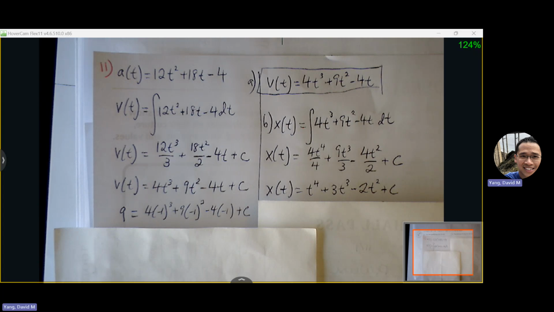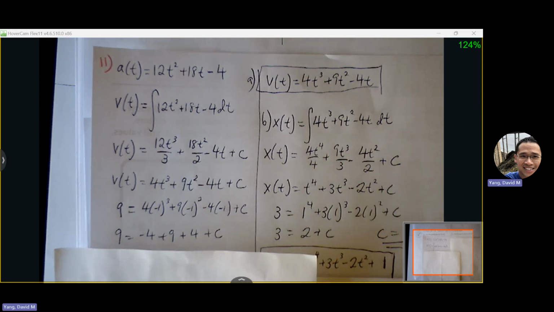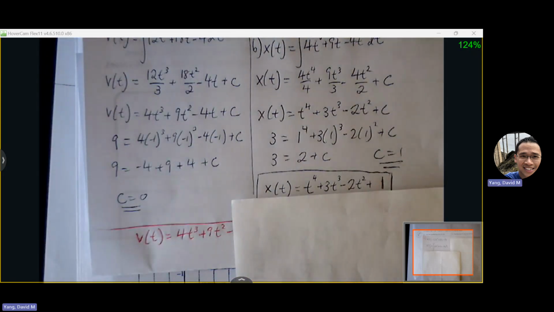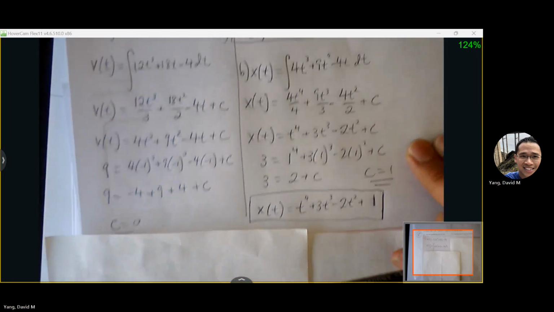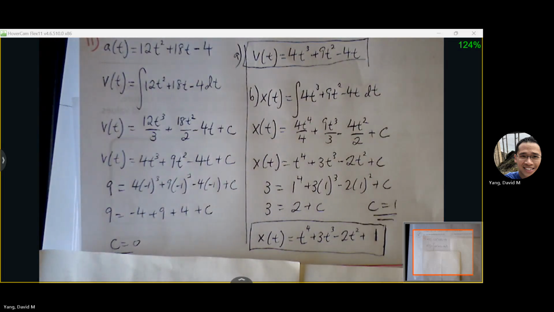And do we have an ordered pair at the position level to help us solve for C? Okay. So take the ordered pair that's given to you. 1 in for t, 3 in for x, or into your position, your x. Once you solve for C, go back to your general solution and replace the C with it.